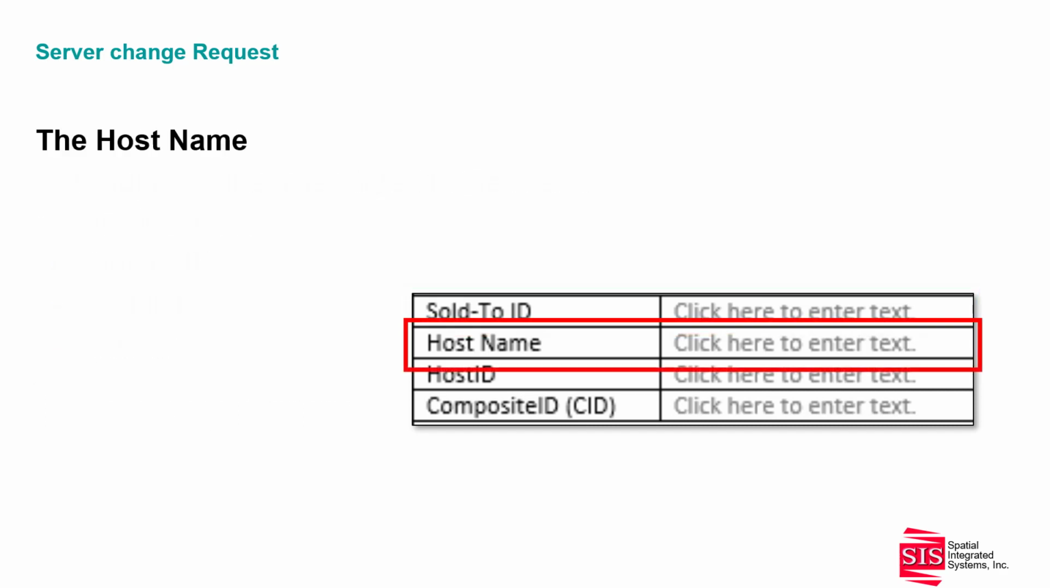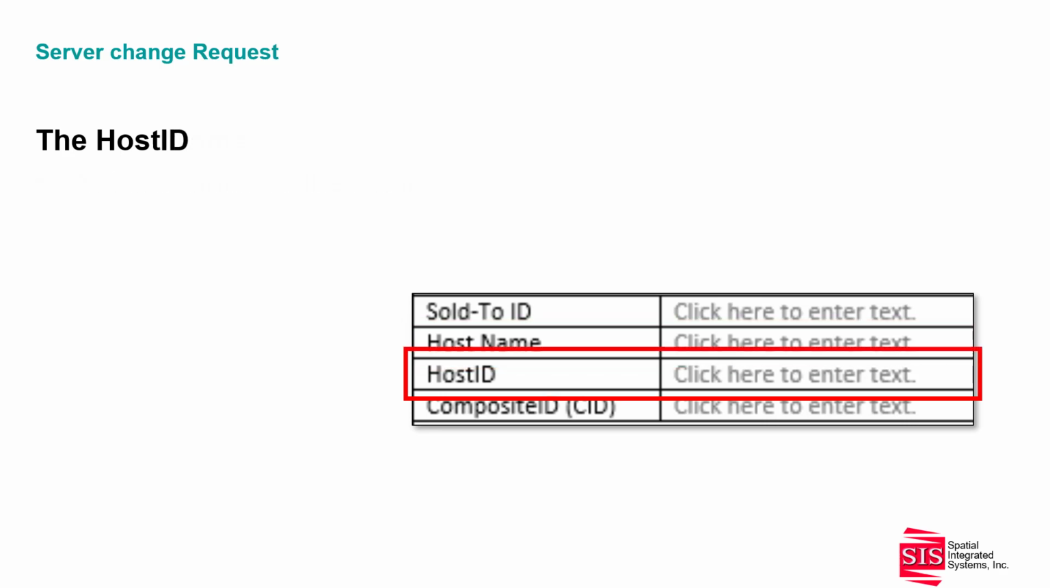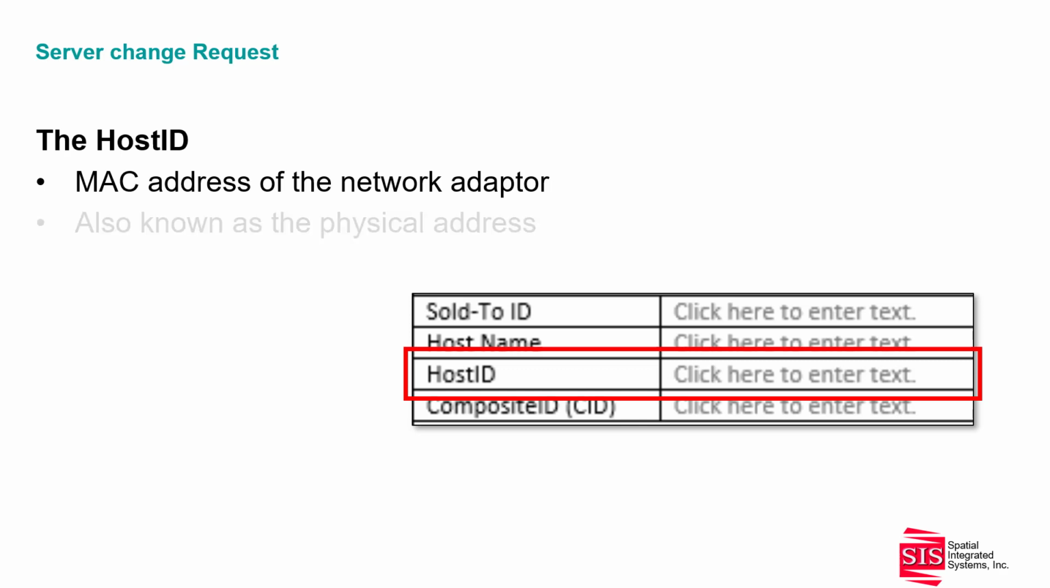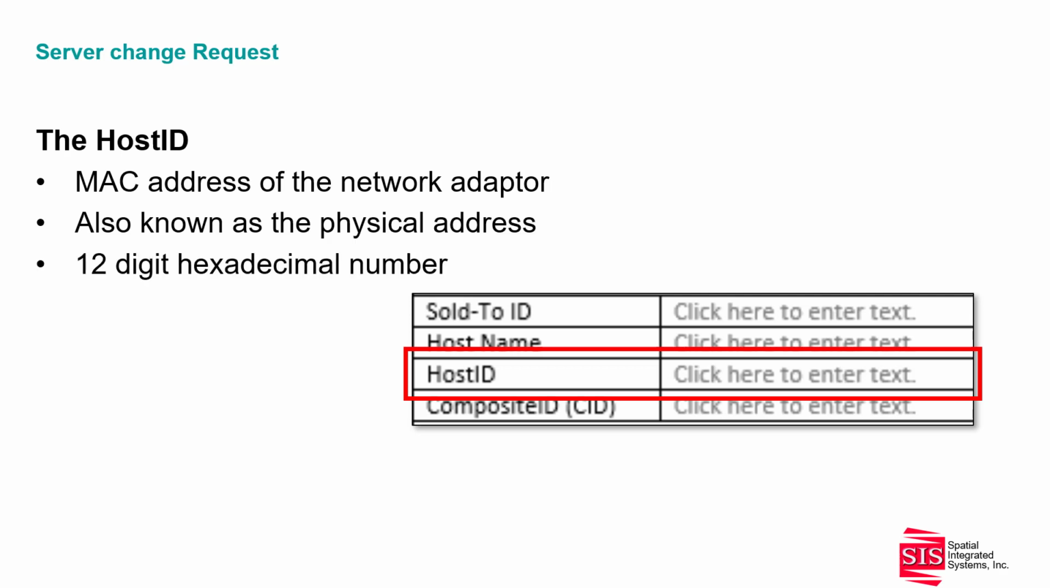The host name. The host name is the network name of the computer on which the licensed server resides. The host ID. The host ID is the MAC address of the network adapter, also known as the physical address. This is a 12-digit hexadecimal number.